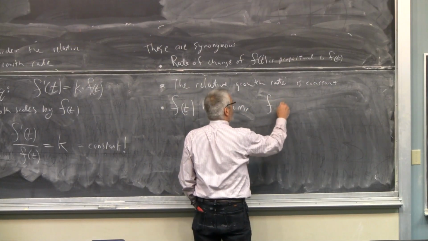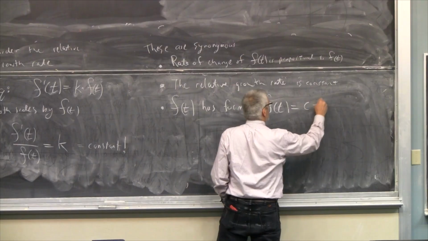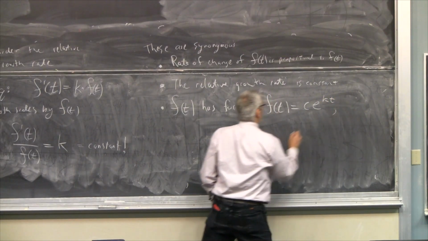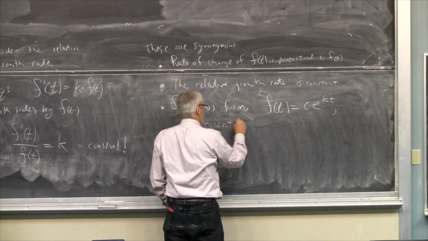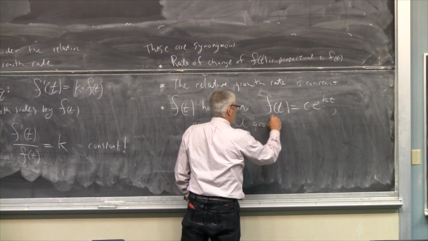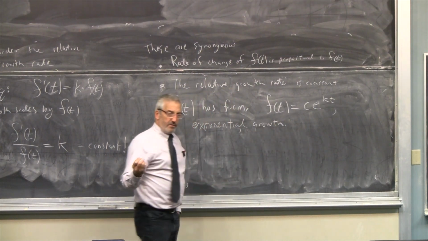F of t has the form f of t equals c e to the kt. That is exponential growth.